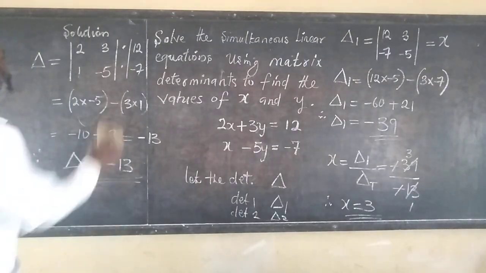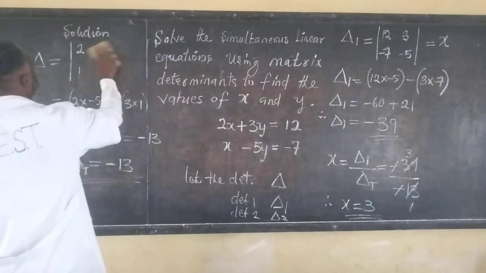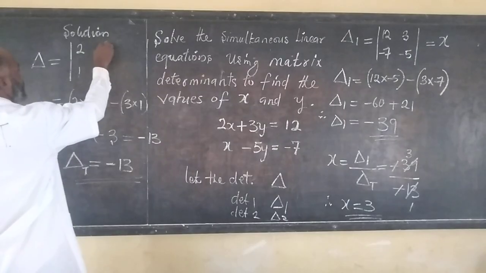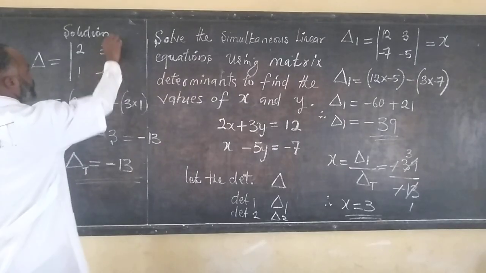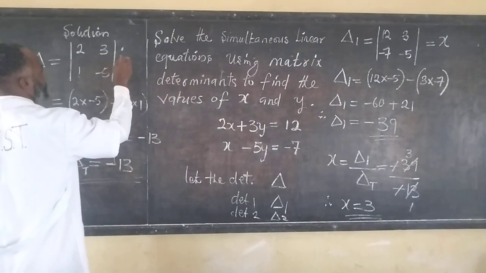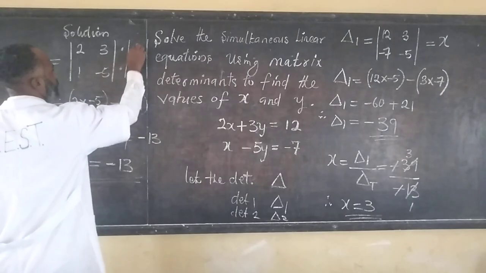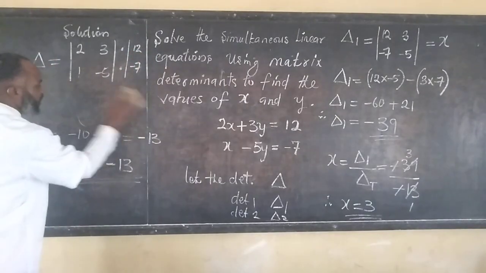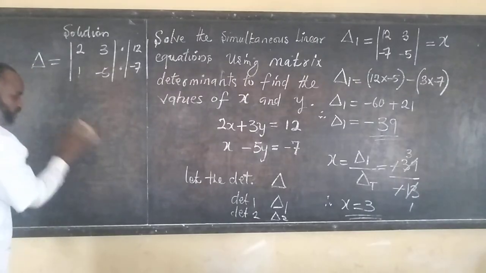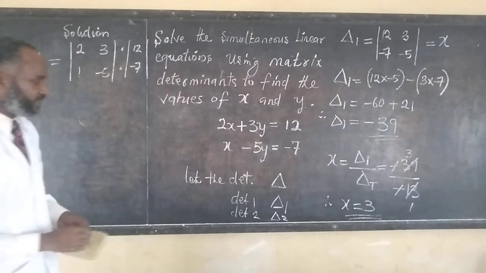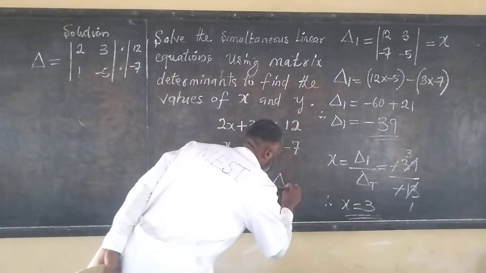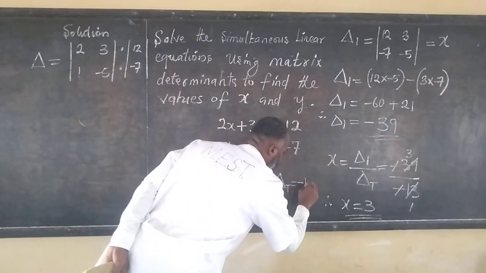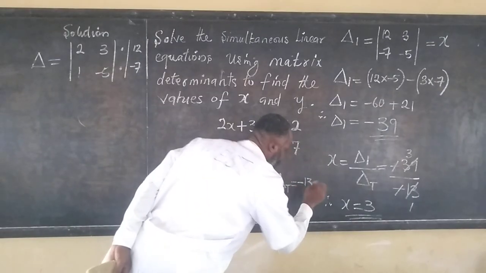Without wasting time, we clean this. Alright, we return this, sorry. Let's return this because we need to pivot on this. And this is 12, and this is minus 7. Okay, so we clean this. We have found the total determinant to be minus 13. Alright, total determinant is always minus 13. So we are not making mistakes about this.